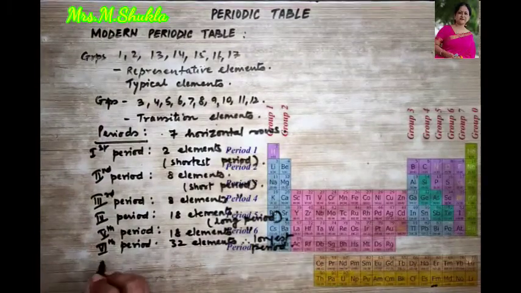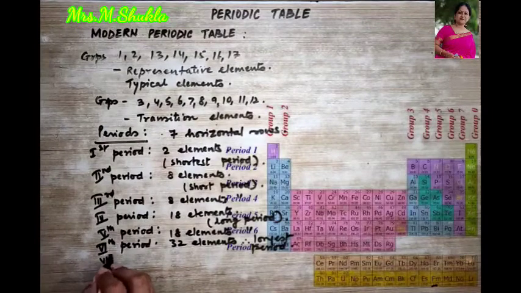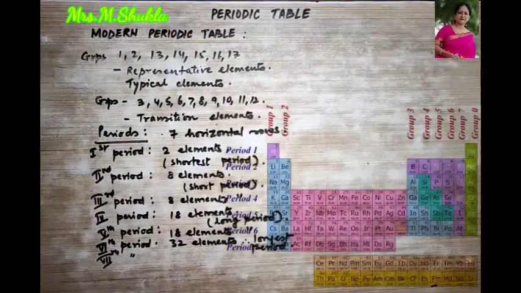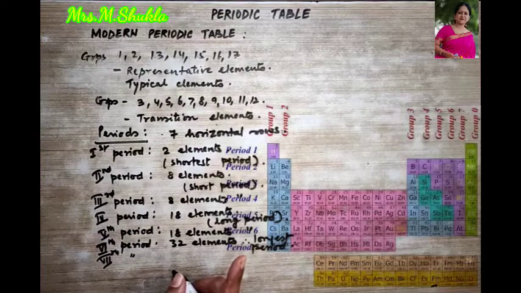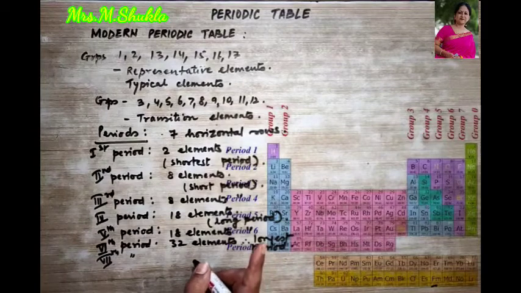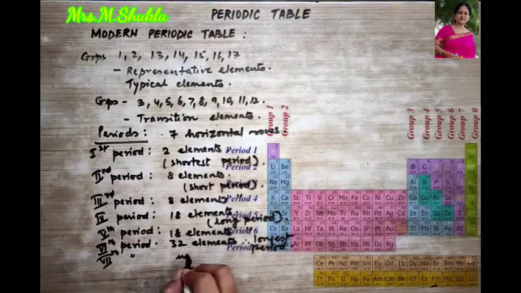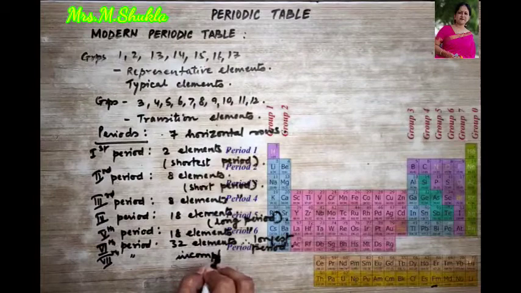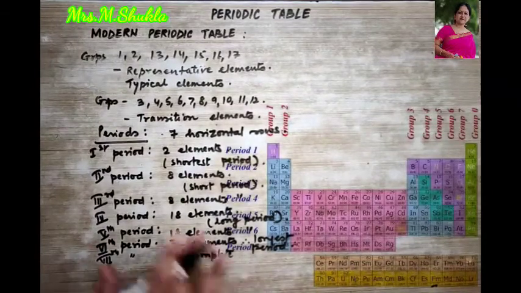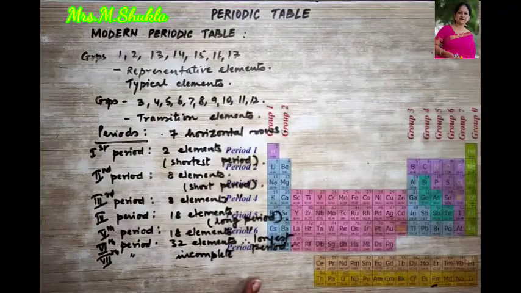Fine. And we come to the seventh period now. The seventh period is an incomplete period. Why? Because it has 31 elements with atomic numbers 87 and onwards. Means still more elements can be accommodated here. So it is an incomplete period. So I hope everything about period is clear to you.